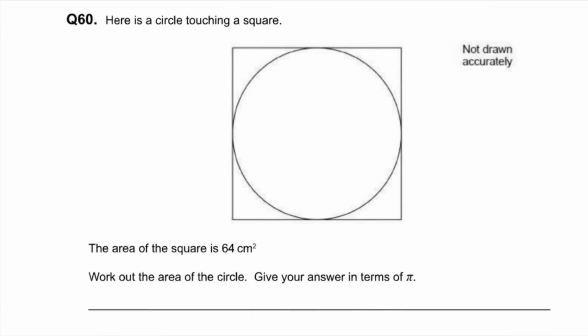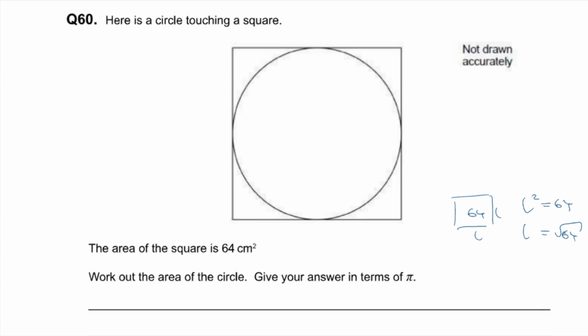Question 60, here is a circle touching a square. The area of the square is 64. Work out the area of the circle. Give your answer in terms of pi. Okay. So I've got a square, it's got an area of 64. Now you find the area of a square by multiplying the length and the length together. So that means that my length squared is equal to 64. So if I want the length, I need to square root 64 in order to find it.